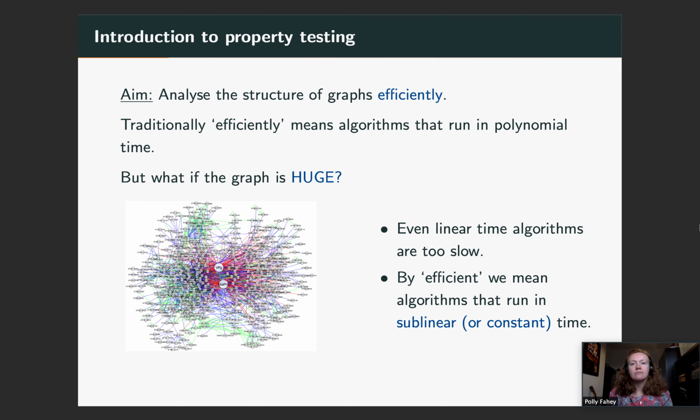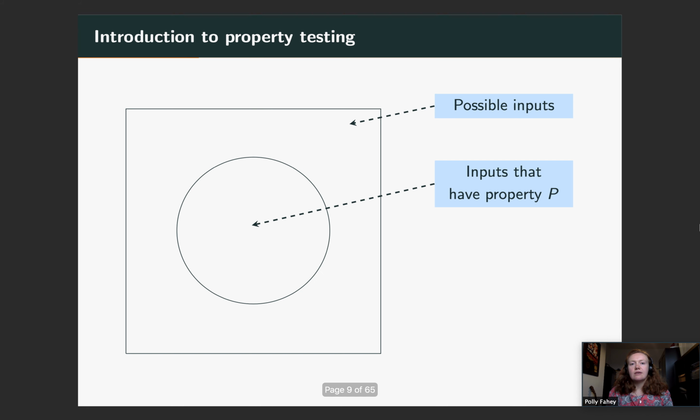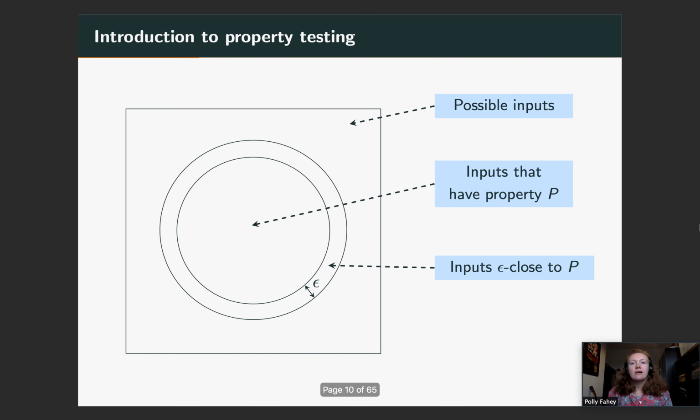quality of the output. So let's say we have some set of possible inputs, and then we have a property defined on that set. Normally what we want to do is decide whether a given input has the property or whether it doesn't have the property. Now, in property testing we relax this slightly, and we define a distance measure from an input to the property, and then our aim is to decide with high probability whether the input has the property or if it's far away from having the property. And if it's close, we don't mind what we output.